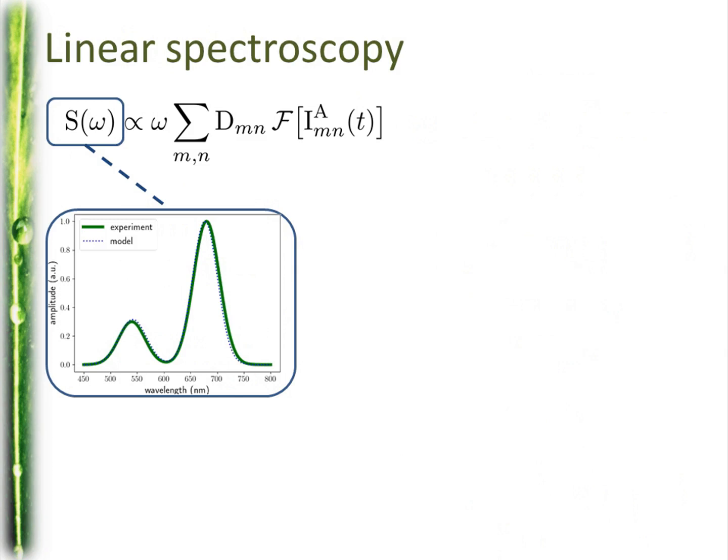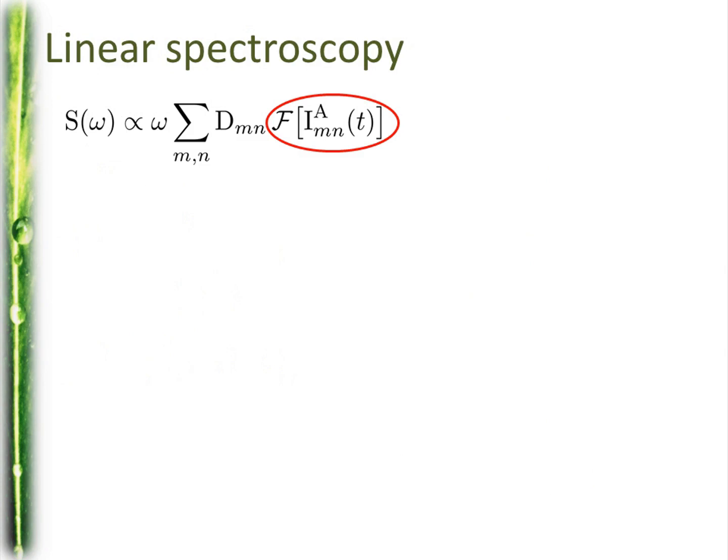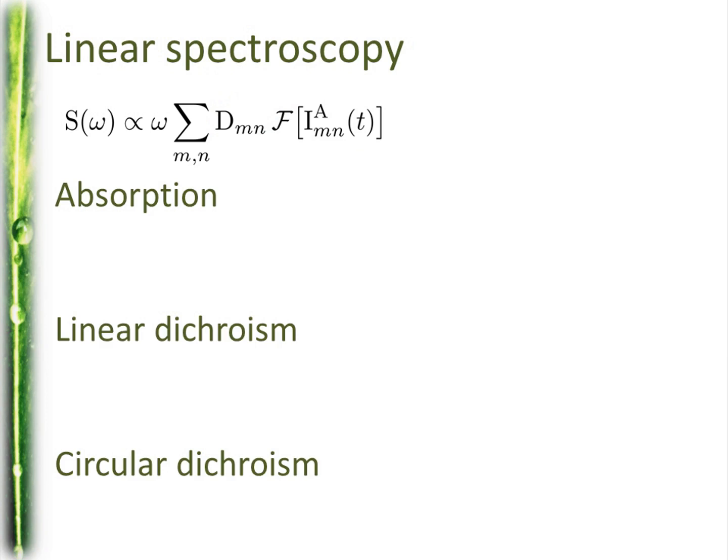A linear spectrum is the Fourier transform of a time-dependent spectral tensor multiplied with a dipole factor matrix. We consider three types of linear absorption type spectra: absorption, linear dichroism, and circular dichroism. Linear dichroism is the difference between the absorption of horizontally and vertically polarized light, and circular dichroism is the difference between the absorption of right and left polarized light.